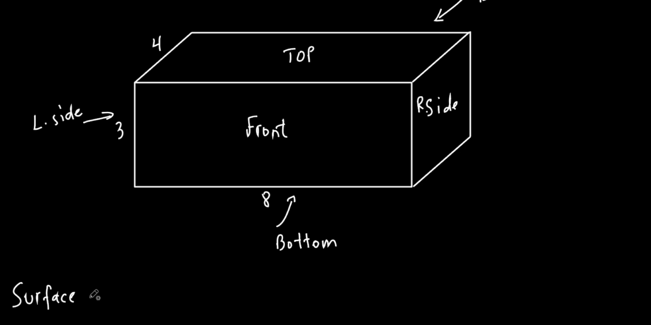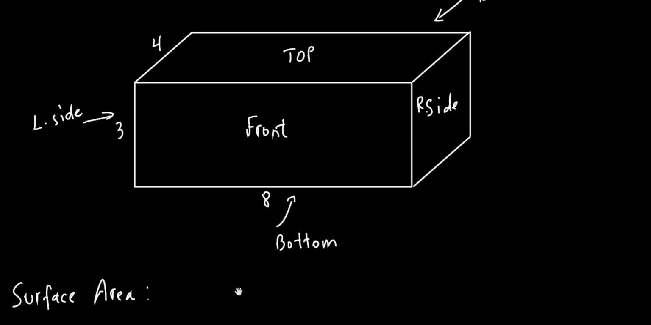Surface area. So I'm finding more than just one area. Now they're rectangles, which makes it pretty easy. What's the formula? Again, this is one of our formulas we have to know. What's the formula for the area of a rectangle? Length times width, exactly right. So let's just do the front right now.